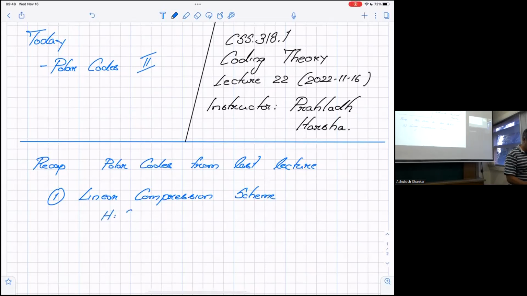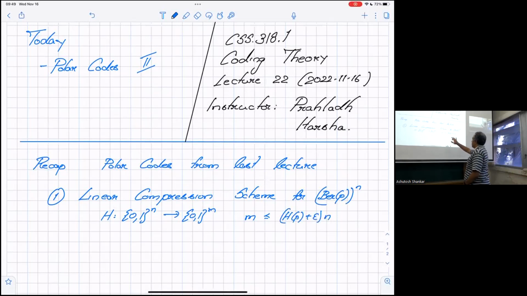H is a linear map from {0,1}^n to {0,1}^m. The linear compression scheme is for Bernoulli(p) distribution. So we forgot about encoding and all that. We wanted m to be as close as possible to H(p)n, which is the best that one can do, and we want to be a little off.